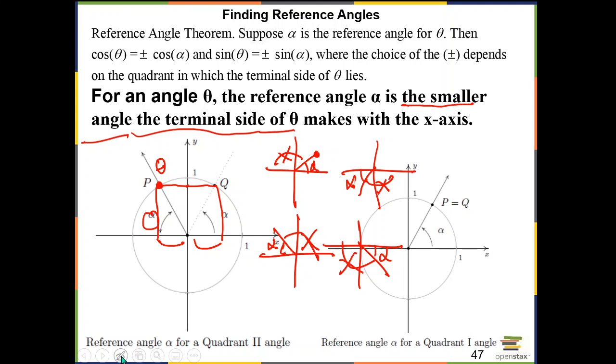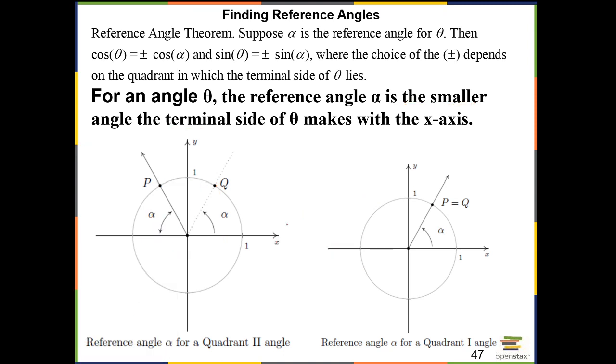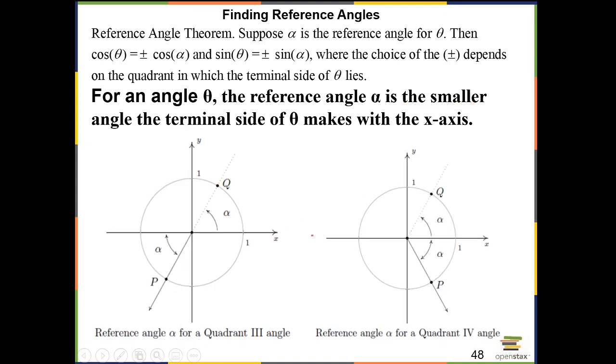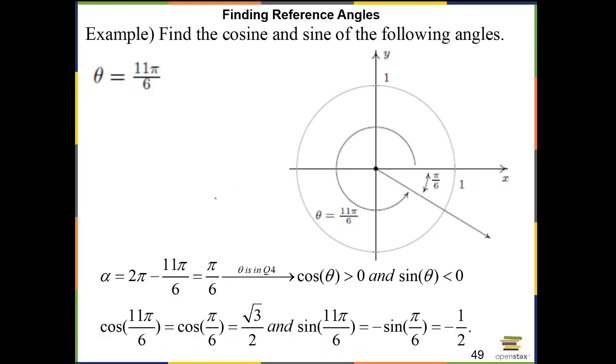So it's really easy to understand how to find a reference angle, right? And you know why we're interested in reference angle? Because now we can convert all big angles into angles from 0 to 90. So let's do some examples. What's the sine and cosine of 11 pi over 6? 11 pi over 6 is 11 times 30 degrees, which is 330 degrees, right?